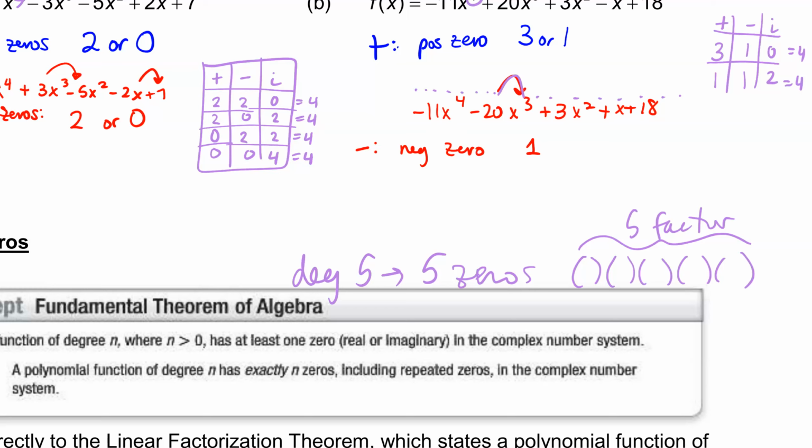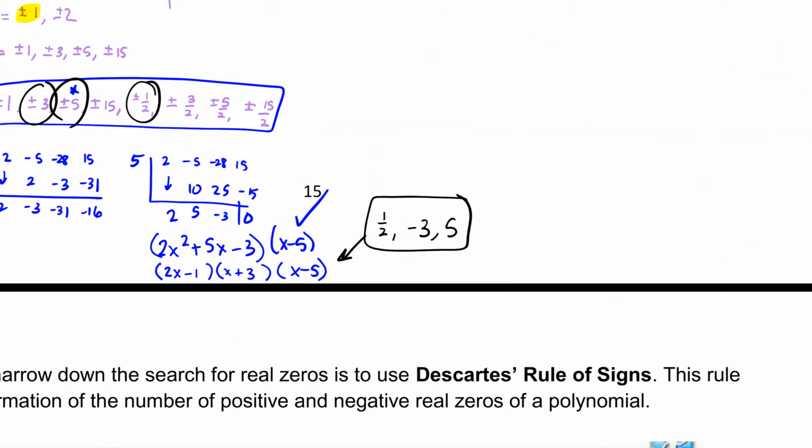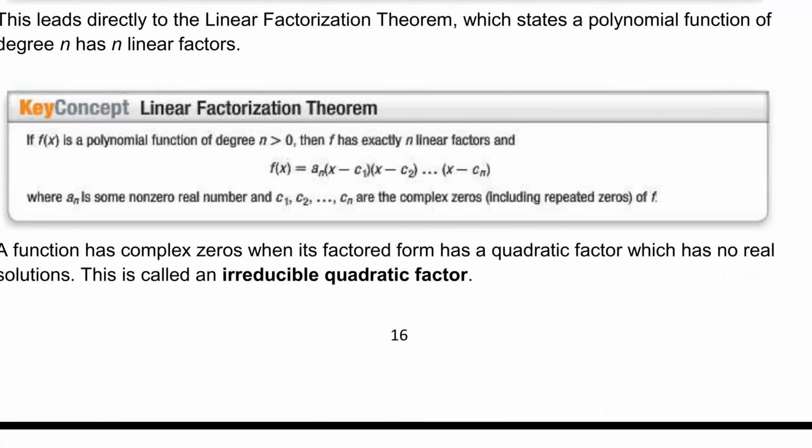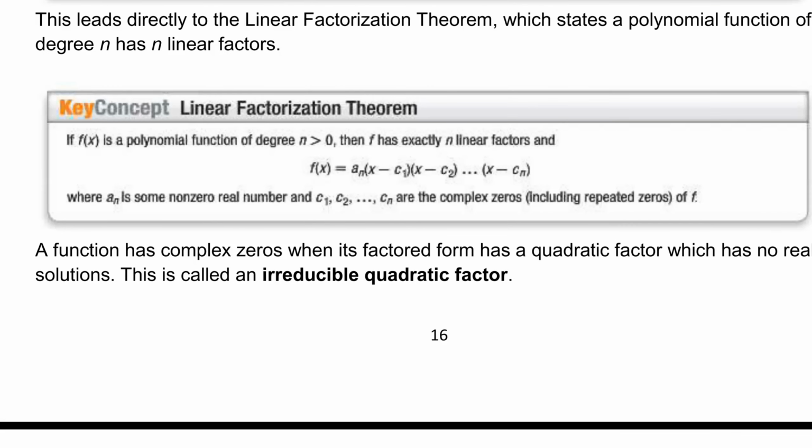So when we do the quadratic formula, especially for the irreducible one, like this one right here, if I would use the quadratic formula, I would find 2 imaginary roots. Well, I could technically write them as 2 linear factors, but they have plus and minus i's. So a function has complex zeros when its factored form has a quadratic factor which has no real solution.